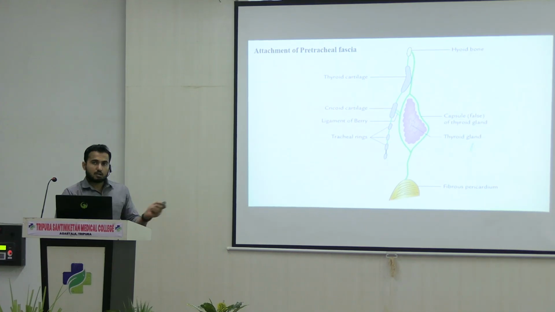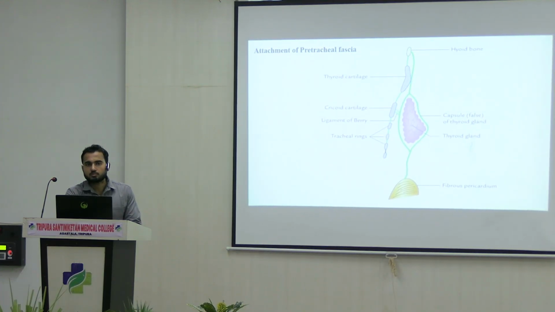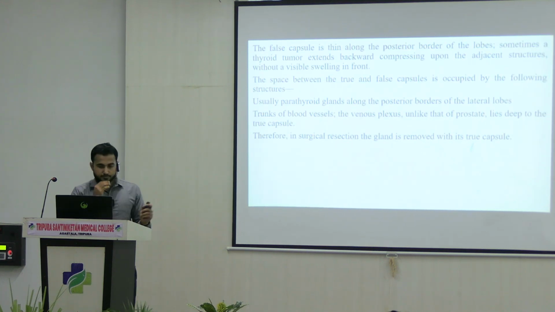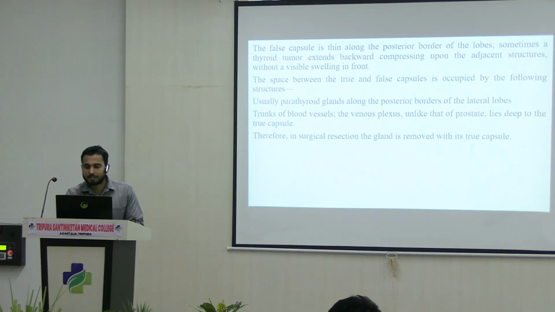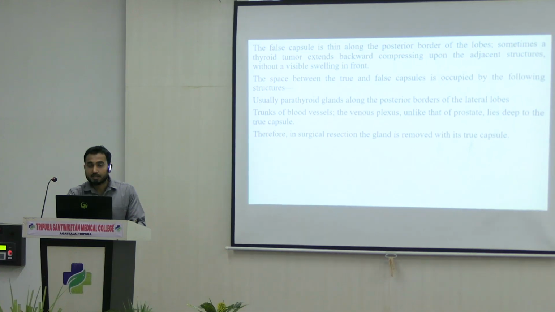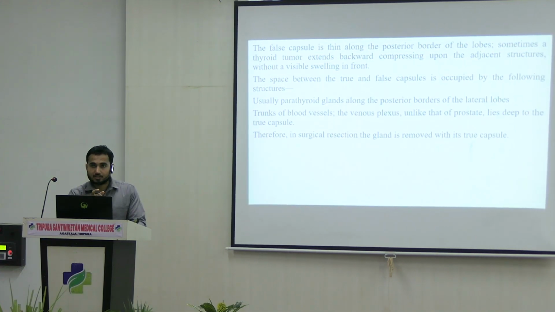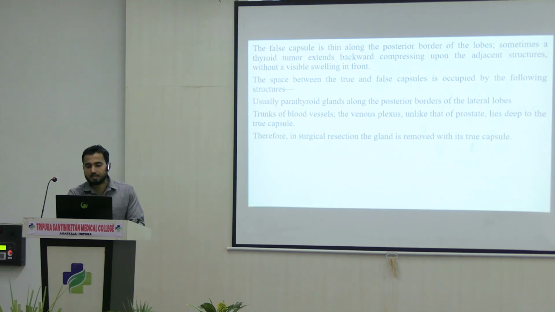Next, what do you think? What will be present in between the true and false capsule? Yes? No. That was present in the case of the prostate, but not in this case. The space between the true and false capsule is occupied by, first of all, the parathyroid gland along with the posterior border. In between both capsules, on the posterior aspect, we will find the parathyroid gland. Next, a venous plexus is there, but the venous plexus is situated deep to the true capsule.